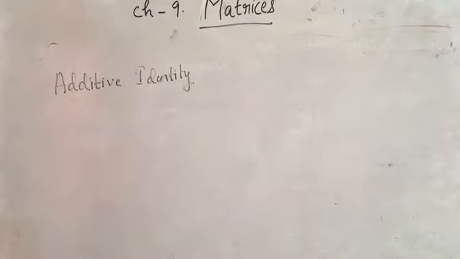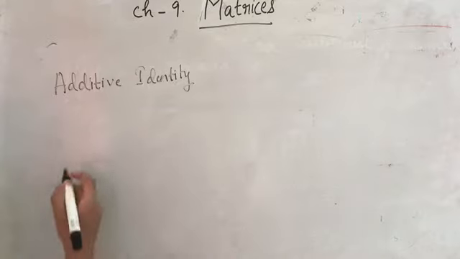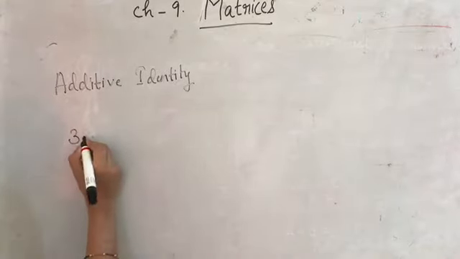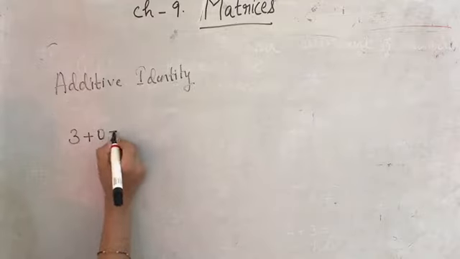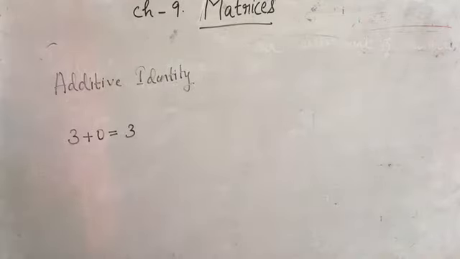Now coming to the next topic, additive identity. In an ordinary number, what do we call an additive identity? If you have any number, like 3, what will be the additive identity of 3? We can say 0, because 3 plus 0 will be equal to 3. What is the meaning of additive identity? Any number that is added to the given number, the number does not change. So if 0 is added to any number, the number remains the same. So 0 is the additive identity for numbers.